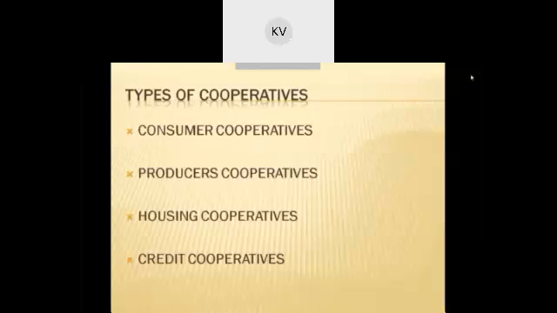housing cooperatives. They are providing residential accommodation to their members on an ownership basis or on rent.